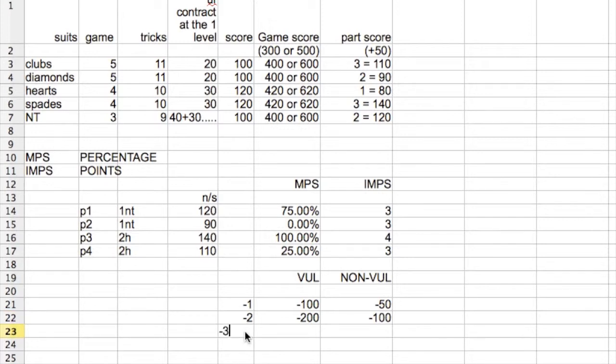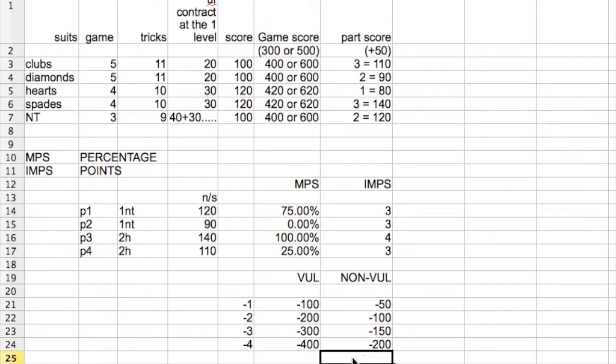What if you go down 3? Same thing, just add 100 each time. And non-vulnerable, sorry, it becomes 150. Alright, do you see that? The pattern is the same. What do you get for 4 down? -400. And if you're non-vulnerable, -200.